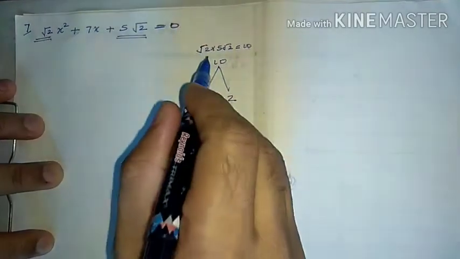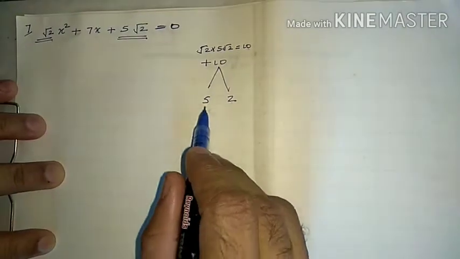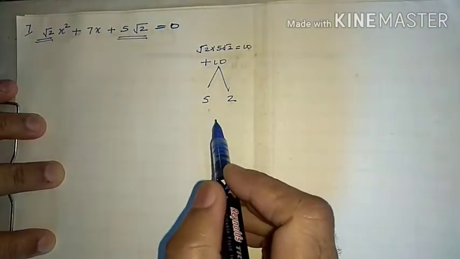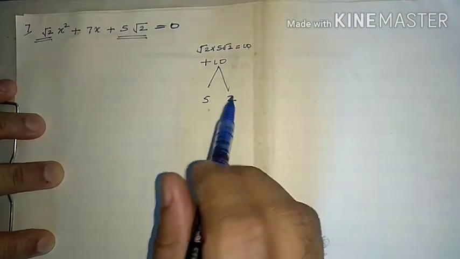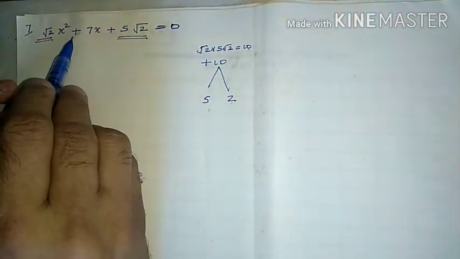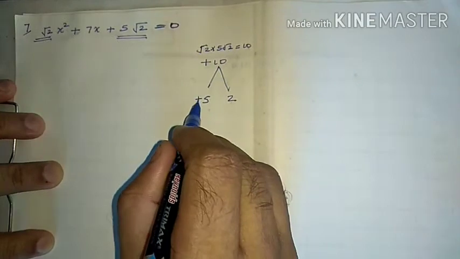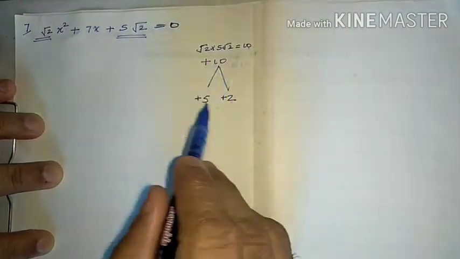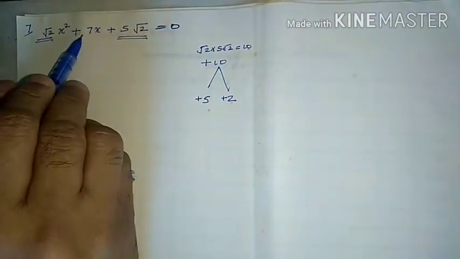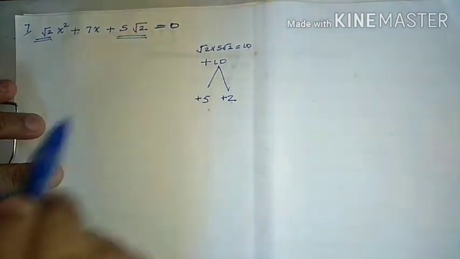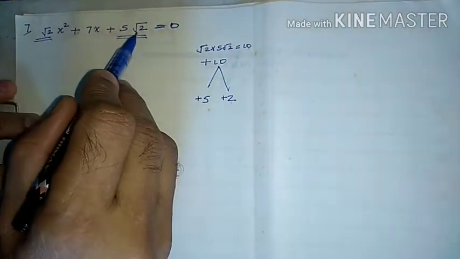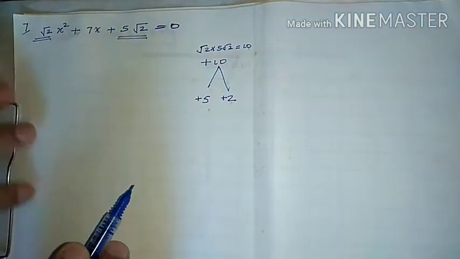It is plus into plus, plus. So it could be minus into minus, then only plus, or plus into plus, plus. But what is the middle term? The sign is plus, so it should be plus only. Plus 5 plus 2 adds to plus 7, and the product is plus 10.